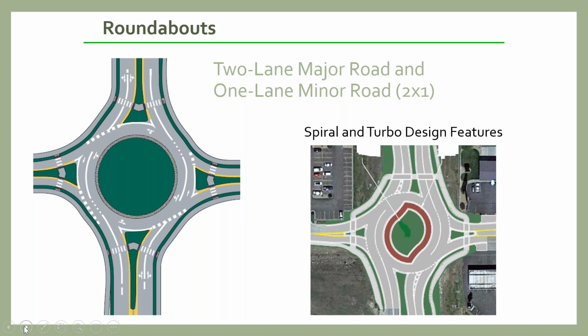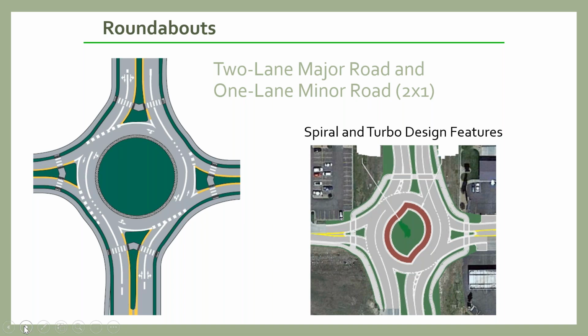And also I'm going to call it a hybrid or a 2x1 type of roundabout, where the major street maybe has a 2-lane entry and 2-lane exit, but the minor street has a single lane entry and single lane exit. And so on the circulatory roadway, half of the circle is 2 lanes, half of the circle is 1 lane.